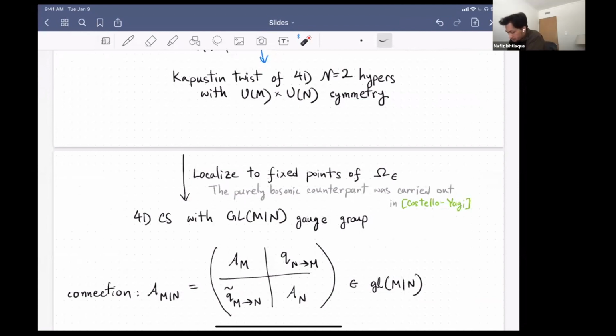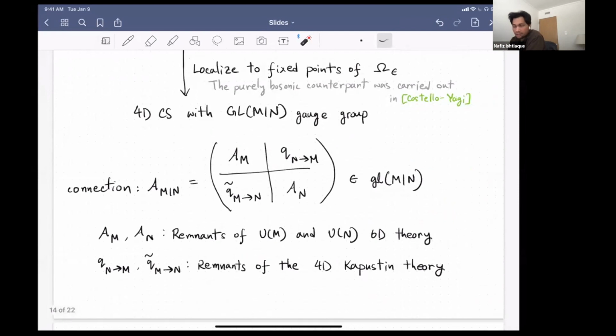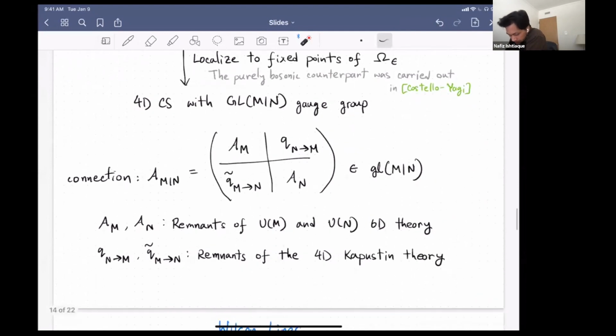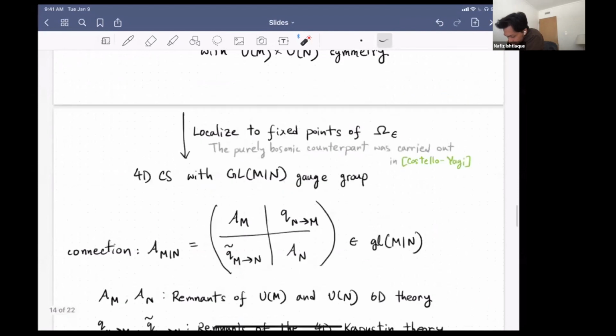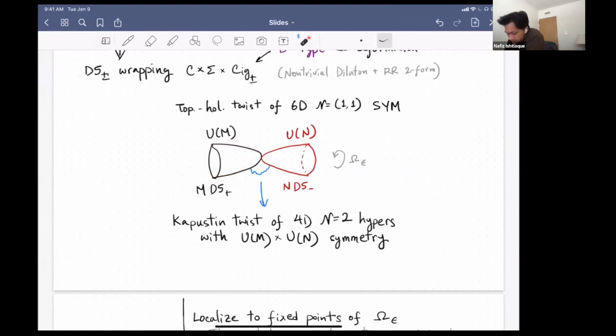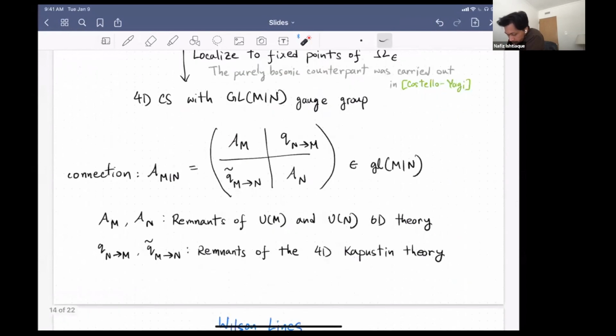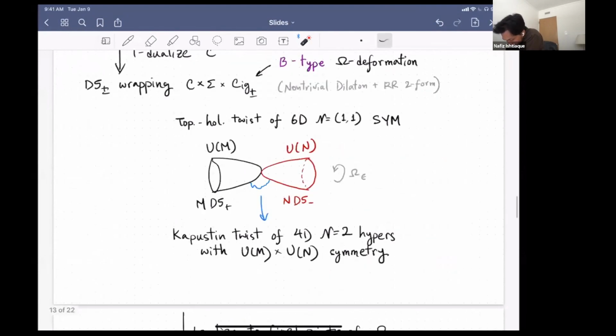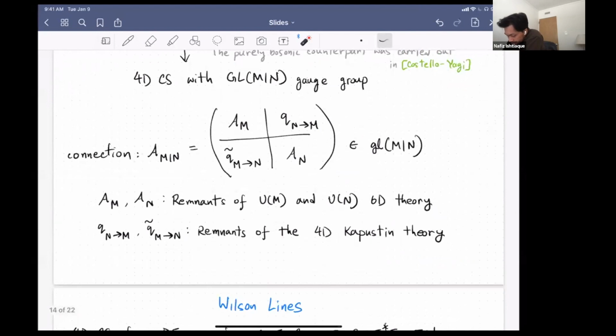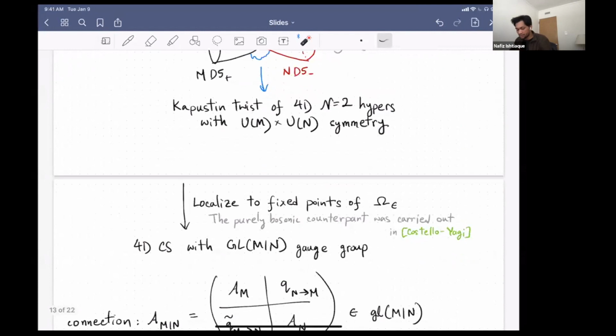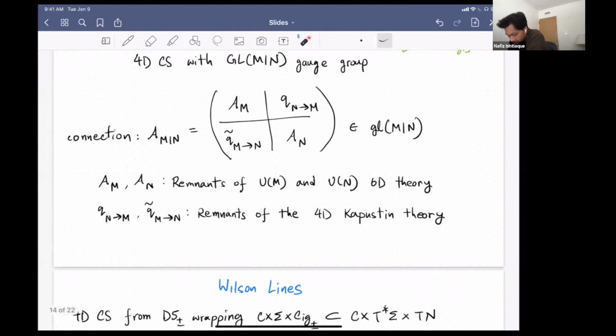A bosonic counterpart of this computation was carried out by Costello and Yagi. So they constructed 4D Chern-Simons with just GL(M) gauge group by essentially a very similar process. So what happens in the super case is that the two 4D Chern-Simons theories with GL(M) and GL(N) gauge group provide us with two connections, and the Kapustin theory that lived at the intersection of these two theories provides us with some fermionic fields that now combine together to form a super connection. There are more fields in the Kapustin theory, and the remaining fields fit nicely into a BRST complex for the gauge theory.